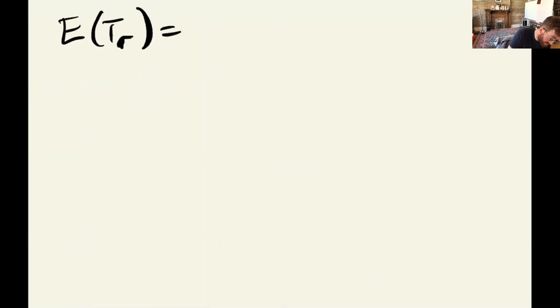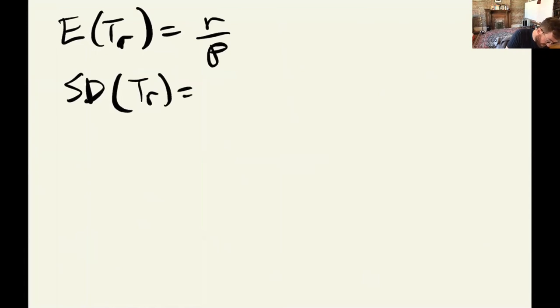Just to give you some facts, the expectation of the negative binomial is r divided by p. And the standard deviation of the negative binomial is the square root of rq divided by p.